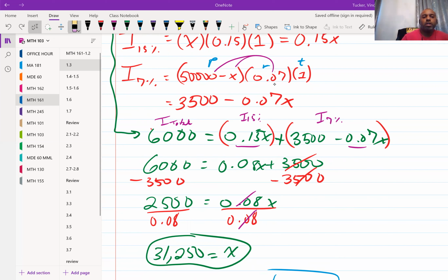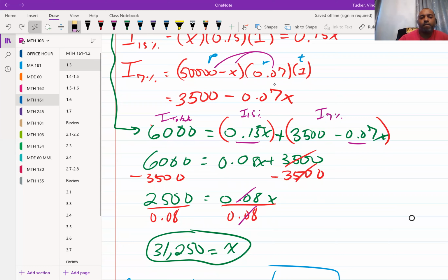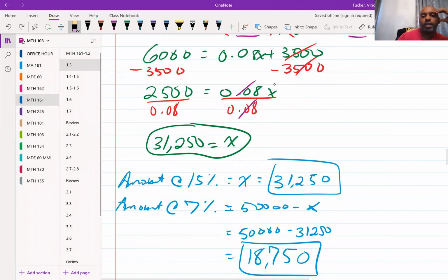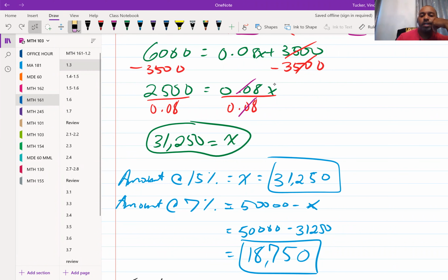All right. So before we make sure we've answered the whole question, any problem with how we got the x? Okay. So 31,250, don't forget, represented x, which was our amount deposited at 15%. But then we need to figure out how much we deposited at 7%. So we take that 31,250, subtract it from 50,000, and that'll give us 18,750. And that will be our answer. All right, two answers.